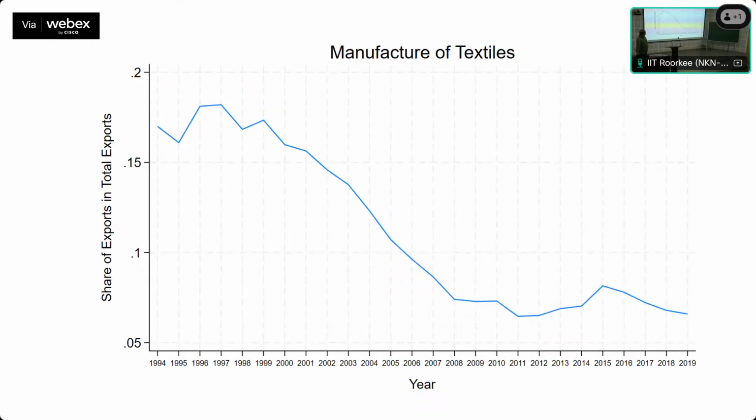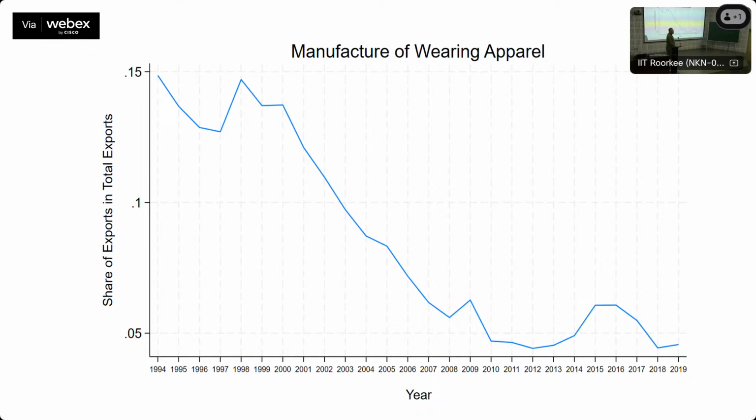Yes, absolutely. Go ahead. So you mentioned that the share of exports in world trade is falling. Share of exports, no, the share of exports in India's exports. The manufacturing sector in the world is falling for India.